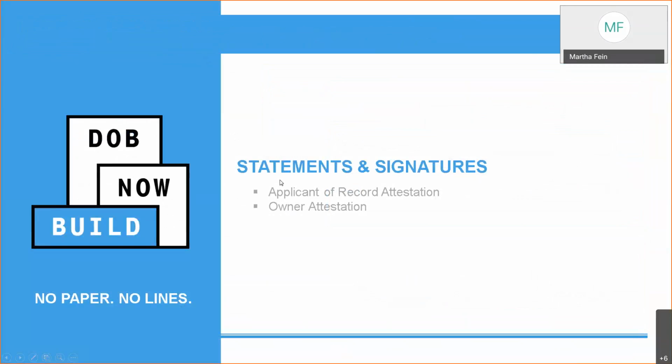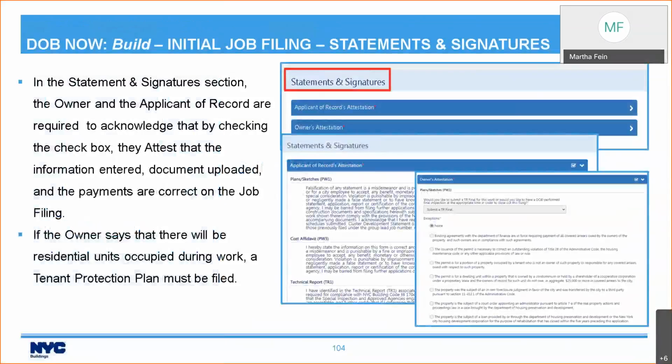And then we get to statements and signatures. Both the applicant of record and the owner will need to sign into DOB Now Build and acknowledge by clicking the checkbox that they attest that the information entered, documents uploaded, and payments are correct on the job file. There is an additional question that will be asked of the owner that is really important to know about.